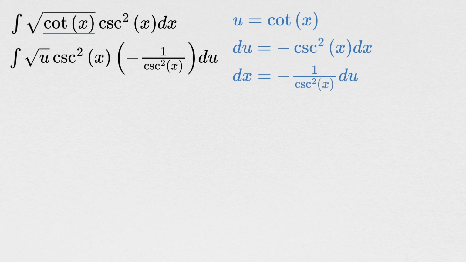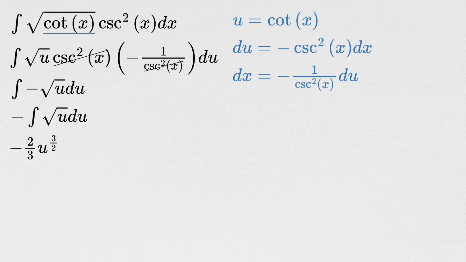Substituting this back, we get the integral of square root of u times cosecant squared of x times -1 divided by cosecant squared of x du. All of the trig disappears, and we're left with the integral of negative square root of u du. We move the constant -1 out front, and then we integrate, getting -2/3 u to the 3/2. Replacing u, we get -2/3 cotangent to the 3/2 of x. Then we just add our plus c.